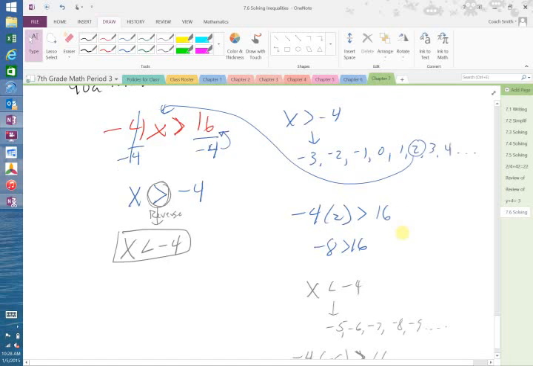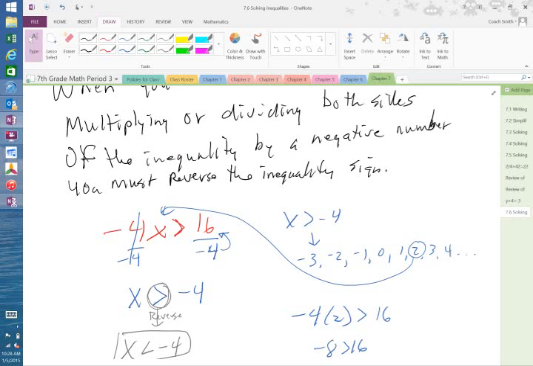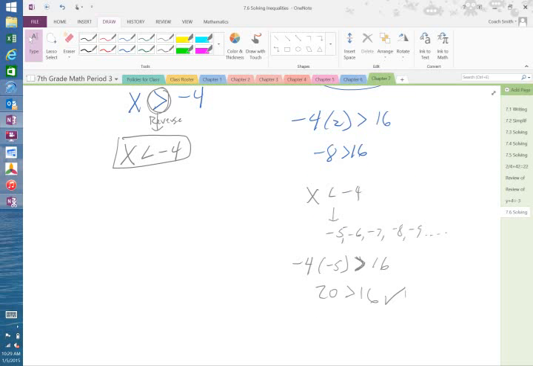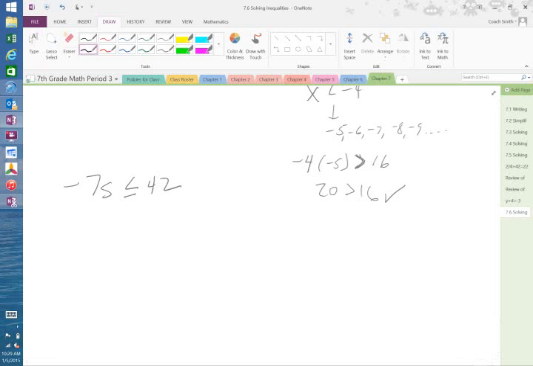So, back to our statement. When we solve an inequality by multiplying or dividing by a negative to both sides, then we must reverse the inequality sign. Okay? Now let's look at one that's actually in your book. Number 31 says negative 7s is less than or equal to 42. So I need to solve negative 7 times s is less than or equal to 42.